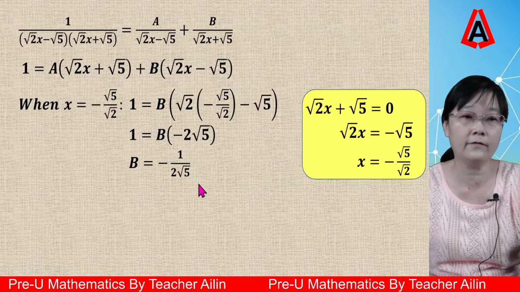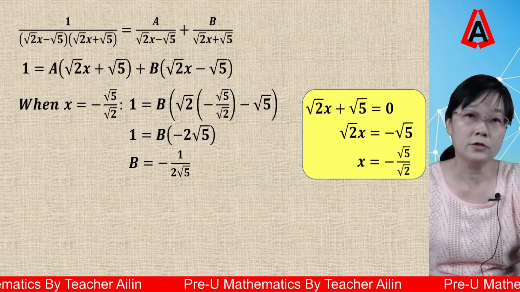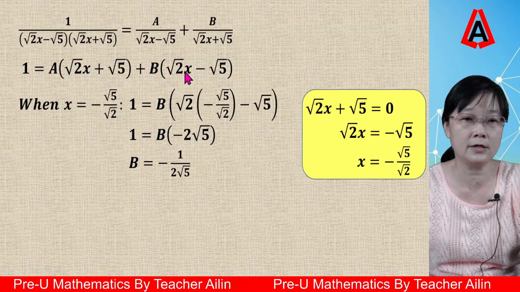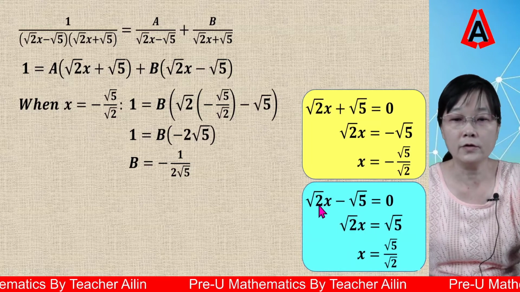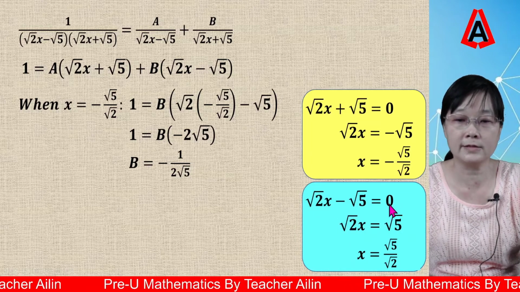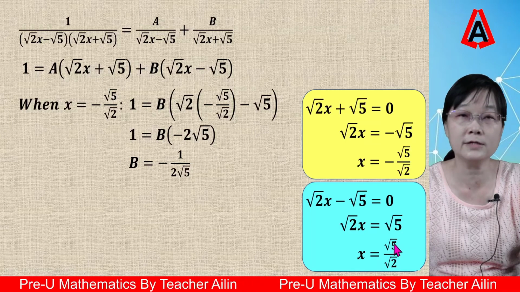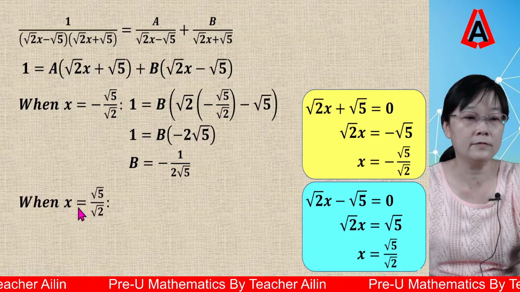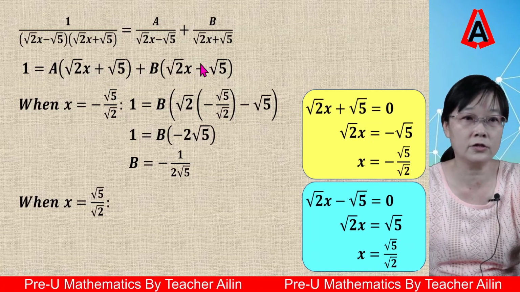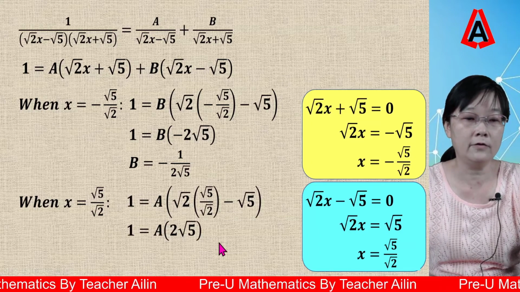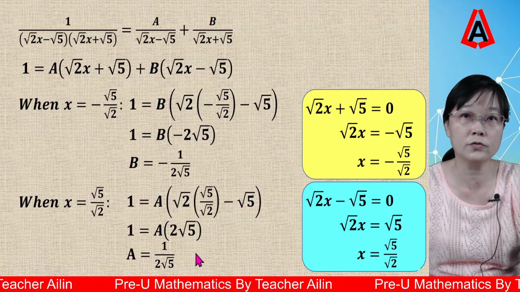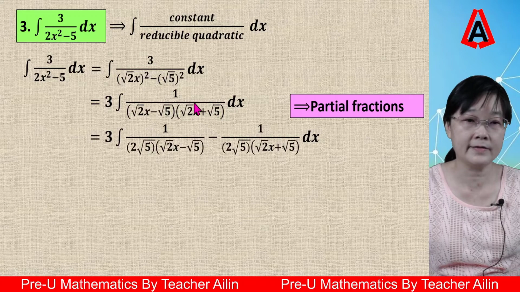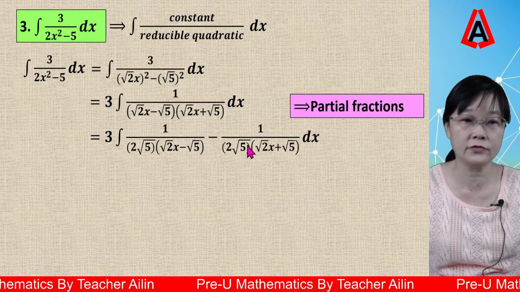Then I'm going to choose another value of x such that this factor is equal to 0. When square root of 2x minus square root of 5 is equal to 0, then x is equal to positive square root of 5 over square root of 2. So when I substitute this value of x into the equation, I find that the value of a is 1 over 2 square root of 5. Now, by using partial fraction, I have separated this rational function into two.